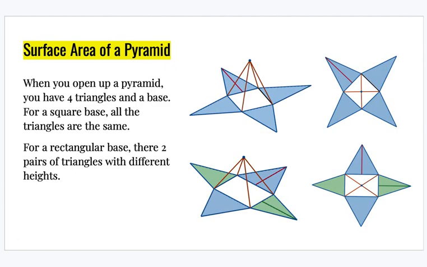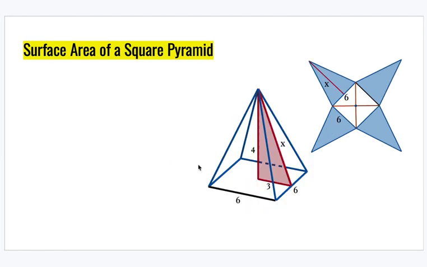Now we will look at the surface area of a pyramid. When you open up a pyramid, you have 4 triangles and a base. For the square pyramids, the triangles are all the same size. Whereas for a rectangular pyramid, the 2 opposite triangles are the same. So there are 2 sets of triangles. Let us now calculate the surface area of this pyramid.